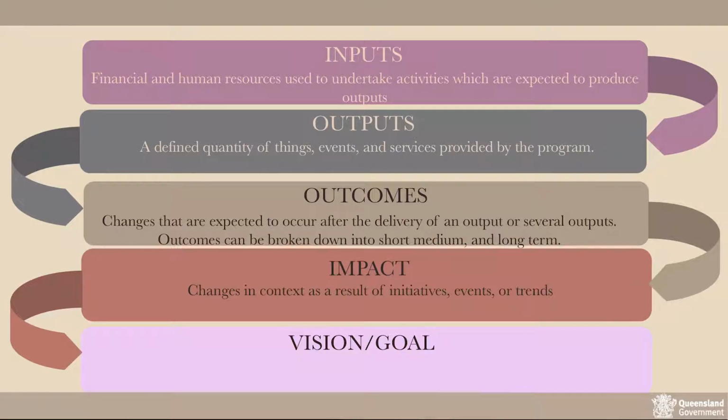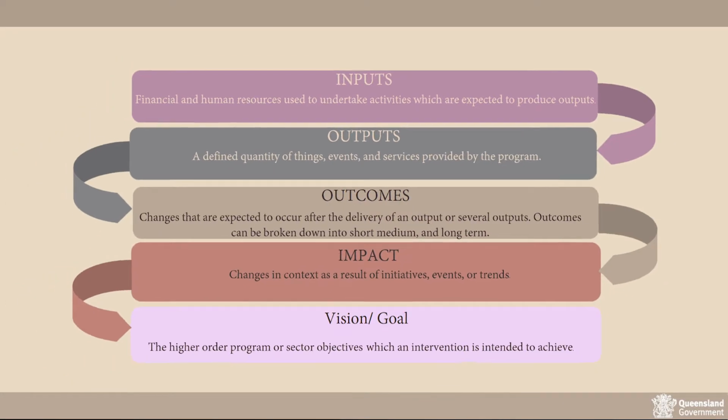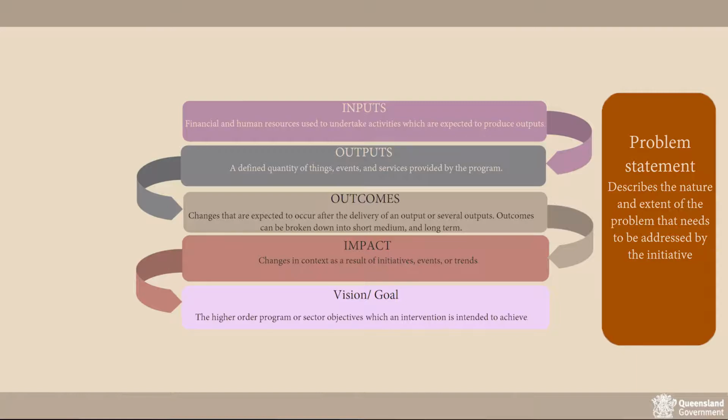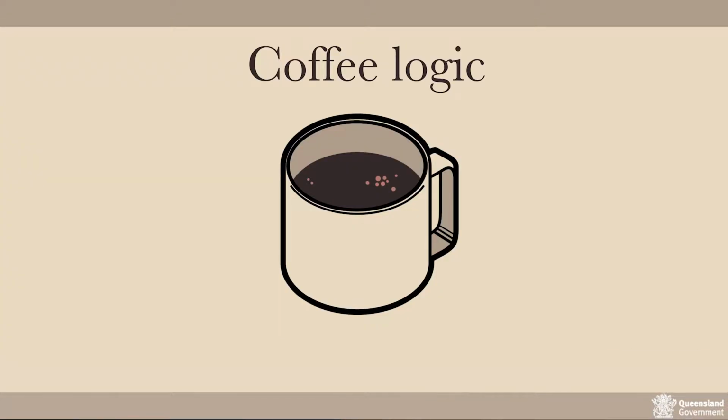Impact: change in context as a result of interventions, events, or trends. Vision or goal: the higher order program or sector objectives to which an intervention is intended to achieve. Problem statement: the nature and extent of the problem that needs to be addressed by the initiative. Underlying assumptions and external factors refers to social, political, and economic factors and their influence on the potential successes of the program.